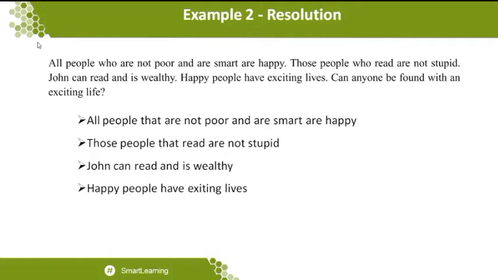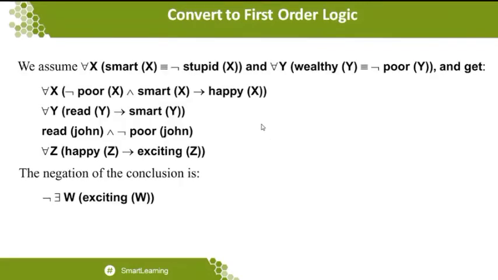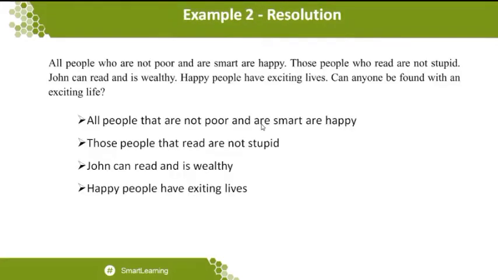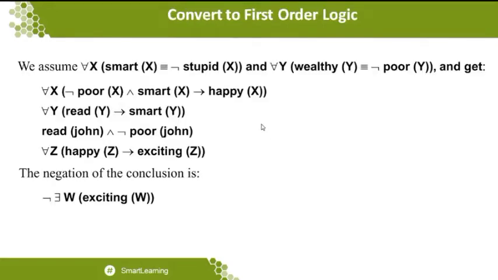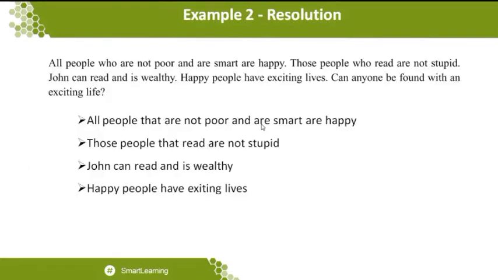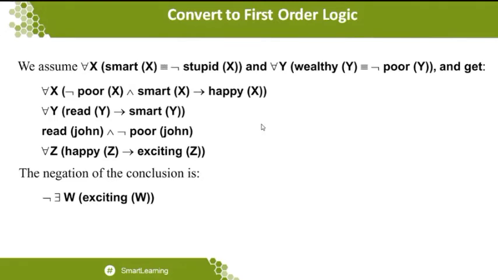So very clearly, there is a universal quantifier applied in the statement, followed by a conjunction, and also a negation symbol. Let me see how this statement is converted to first order logic. For all X, not of poor of X, and smart of X, which implies happy of X. Here X represents the people, smart represents the people, and happy represents the people.